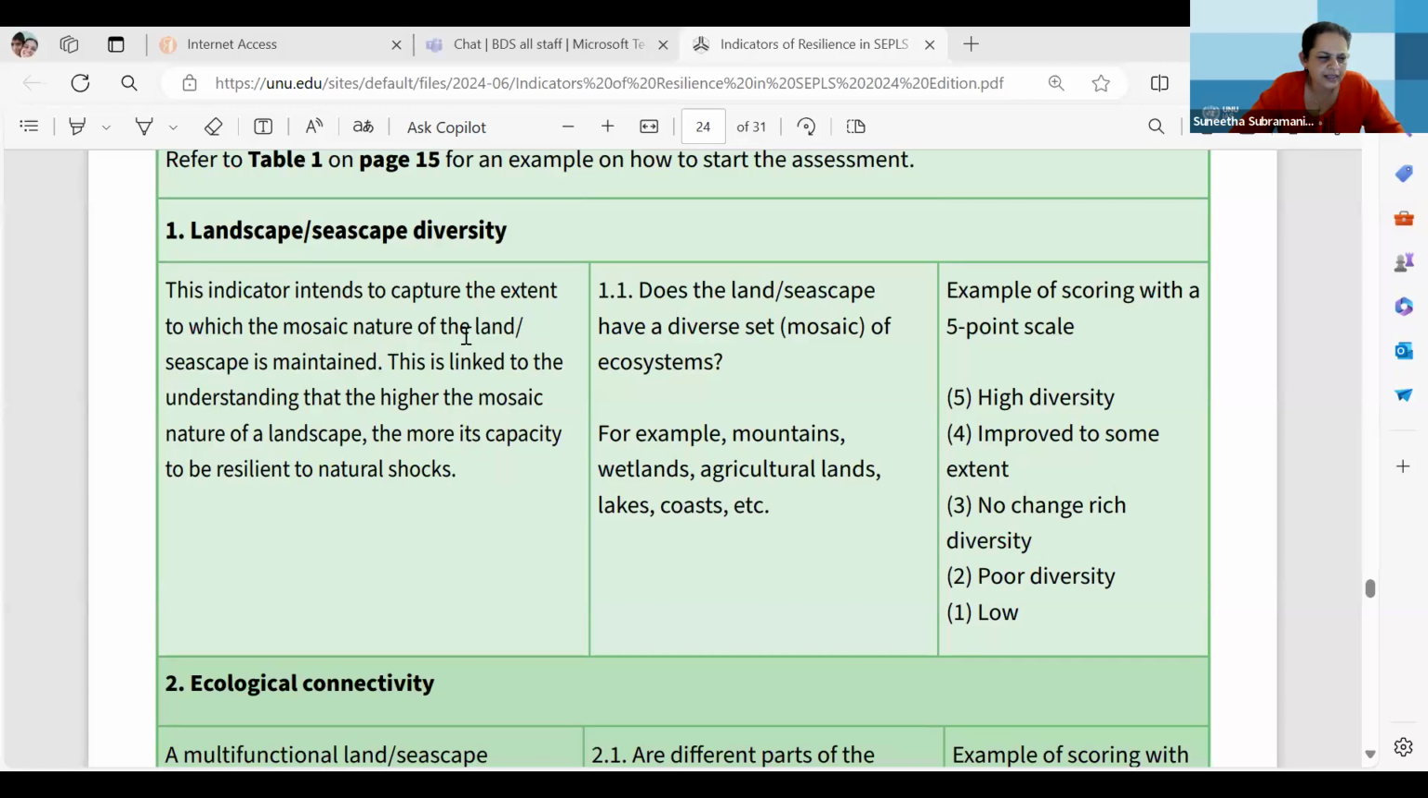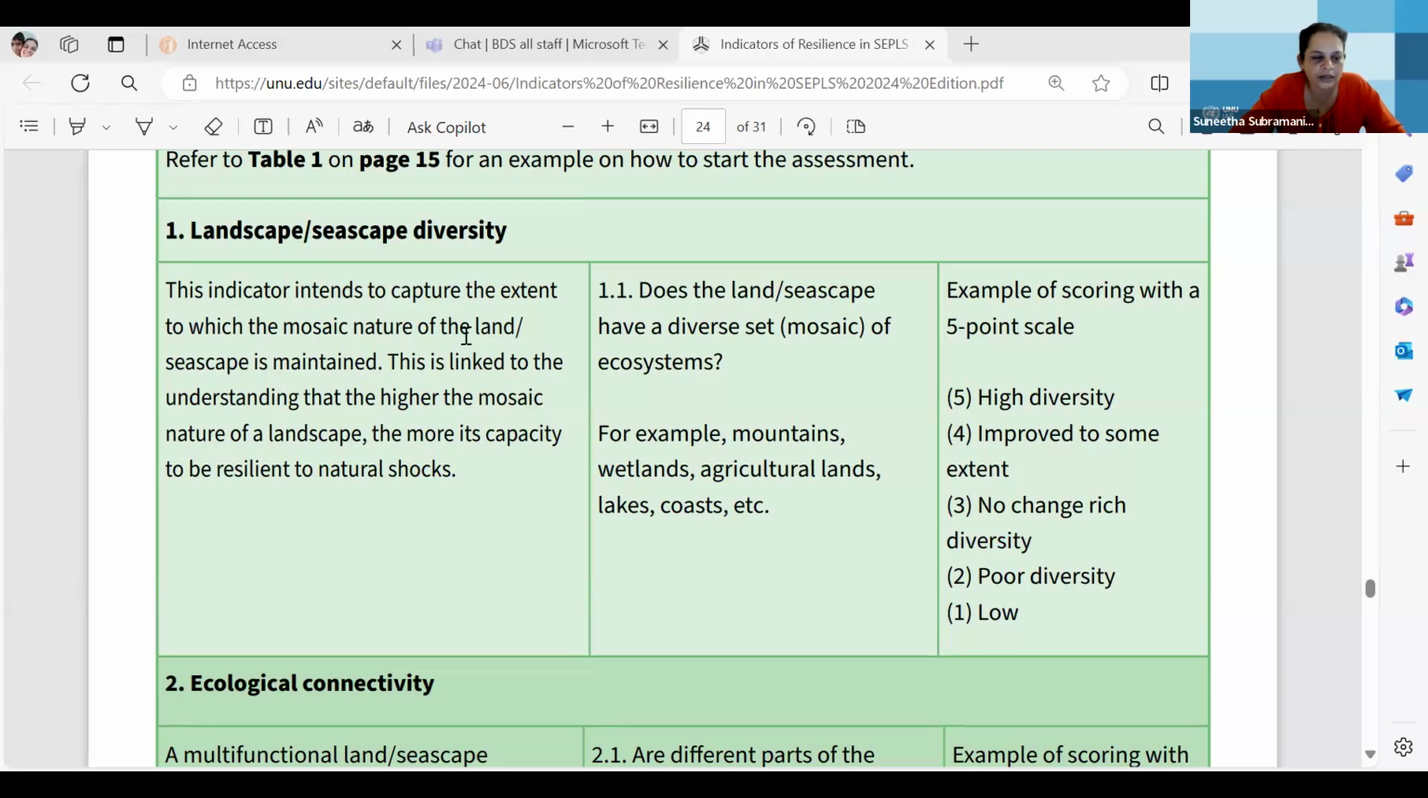And of course, the communities can then do a deep dive into what constitutes the mosaic nature of the landscape. The evidence from experiences basically states that the higher the diversity of a landscape, the more its capacity to be resilient to different kinds of shocks, especially natural shocks. So the question really is, does it have a diverse set, a mosaic of ecosystems? And I think George's case, you've already done it. So this essentially requires a whole mapping exercise.